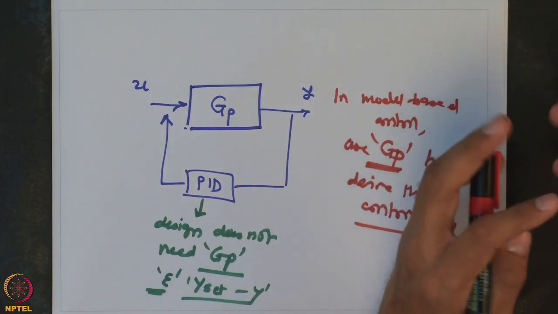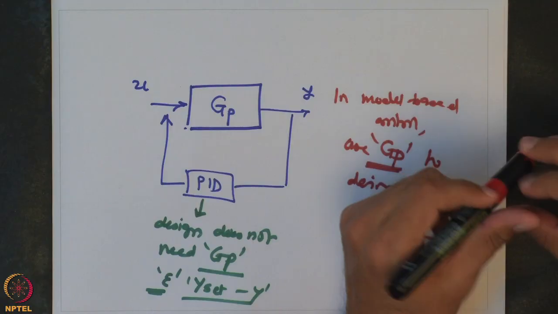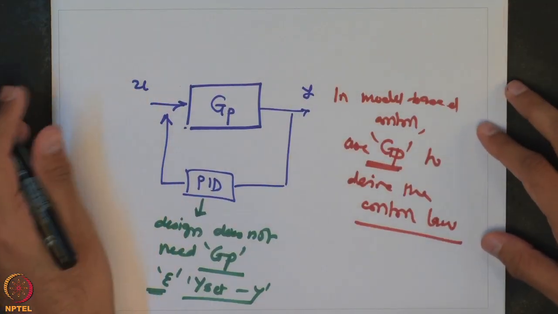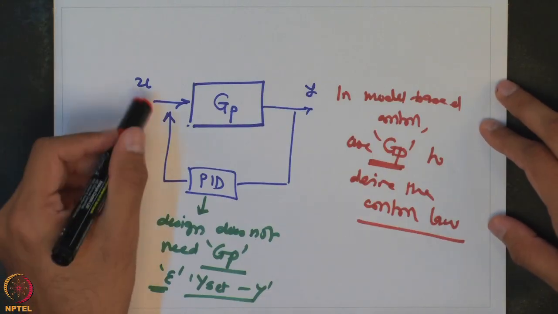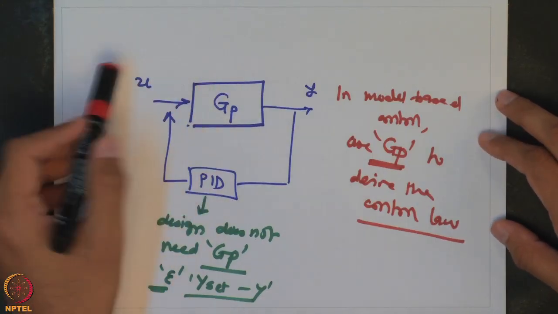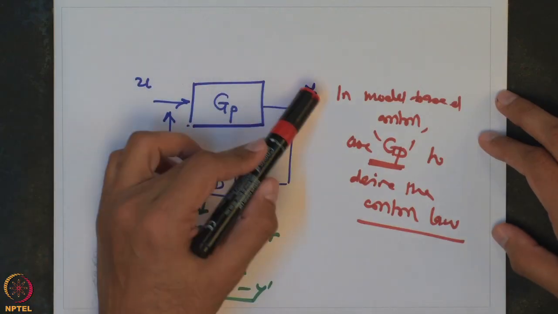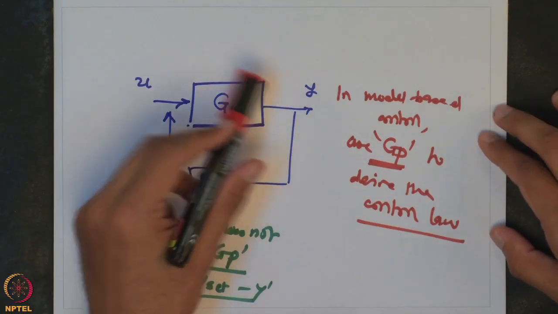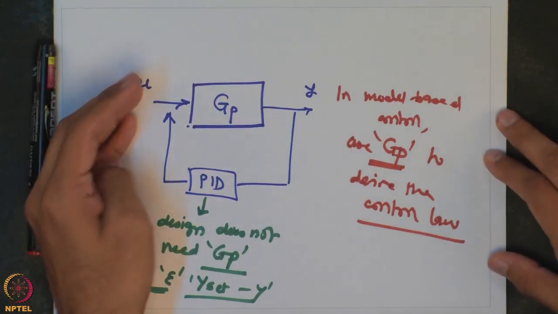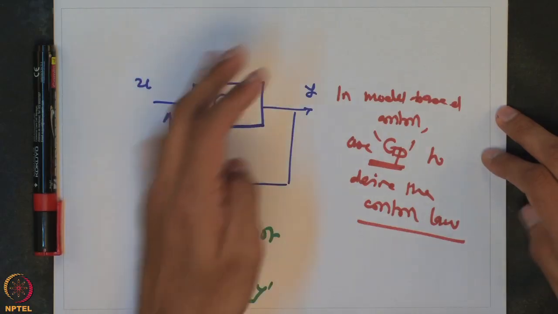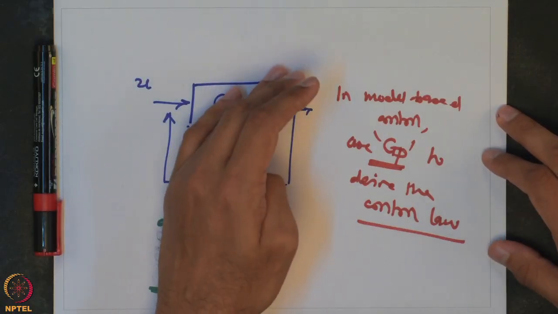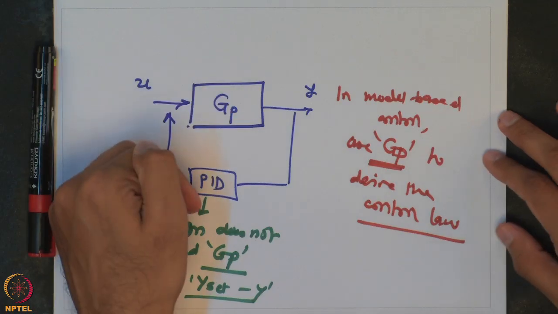So, what is the notion of this? For that, let us look at how a control system looks like. Typically you have this process model which is going from input to the output. So, GP tells me if I change my input, how does my Y change?